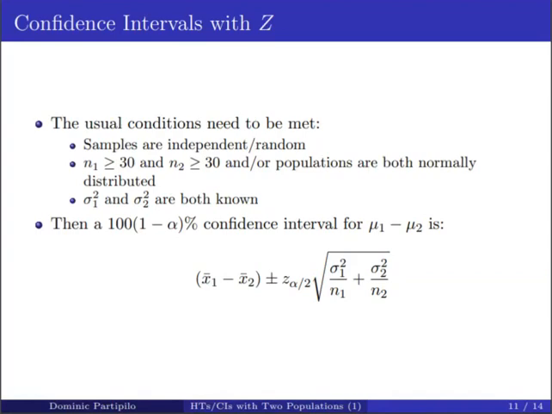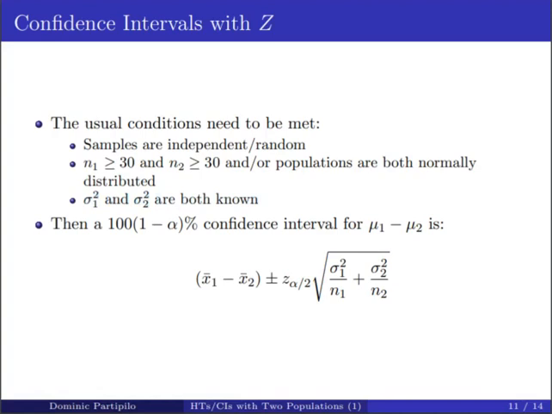So as you might expect, the first situation we're going to be talking about is the situation with z. So just like before, the usual conditions need to be met here. We need to have an independent random sample, and then we need to have some way of justifying that this distribution is going to be at least approximately normal. So that could mean either the sample sizes are both big enough, or that the populations are both normally distributed, or both. And then the other thing here is that sigma 1 squared and sigma 2 squared both need to be known in order for us to be using z.